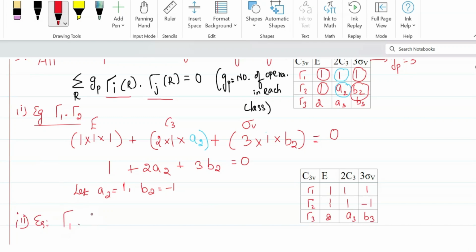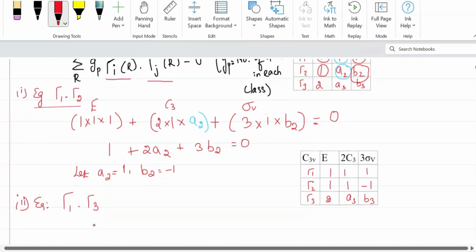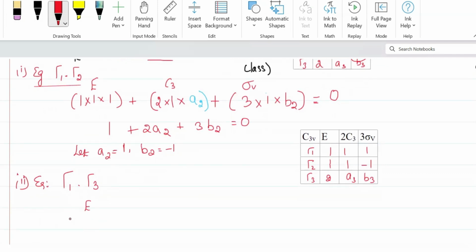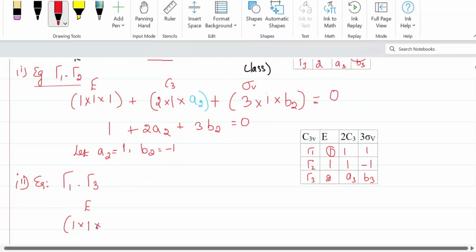1, the product of 1 and 3. That should obey the orthogonality theorem. Orthogonality, that is, it should be orthogonal. Again, now for E, according to the formula, GP it is 1. The character for E under the first irreducible representation is 1, into the character for E under the third irreducible representation, it is 2.